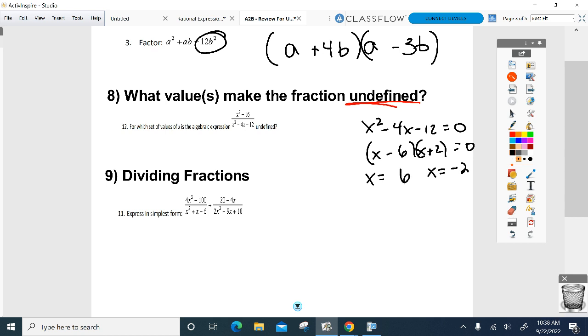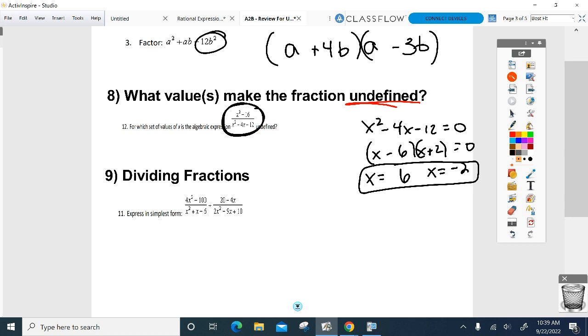If you wanted to check it tomorrow, you could store it in your calculator, and hopefully when you plug in the original problem, it should give you an error back if it's actually undefined. So 2 values.